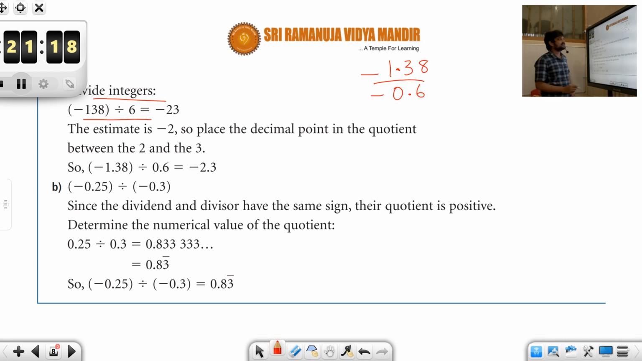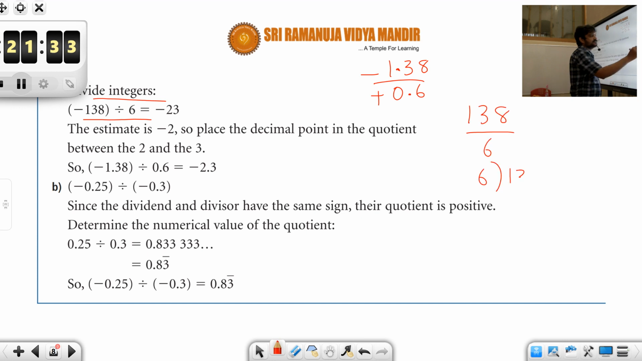Sorry, this is plus. In this example, forget the decimal points. You will be left with 138 and 6. Now try to divide this. How do you divide 138 by 6? Use your long division method. 6 2s are 12, and then 1 8, 6 3s are 18. Okay, students, so you have got 23 as your answer.